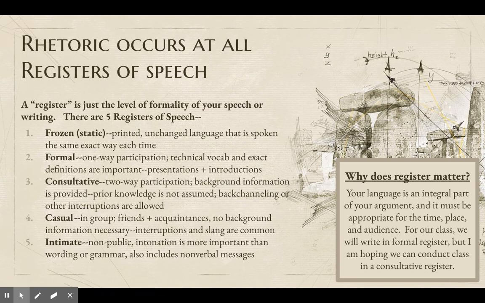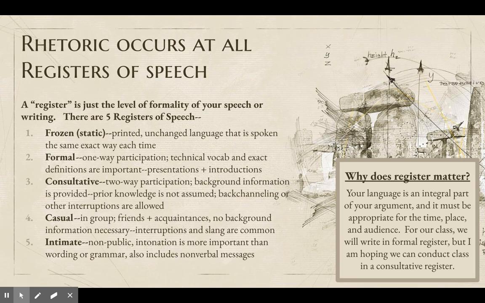The last register is called intimate, which is often misunderstood as well, because it doesn't just mean love between husbands and wives, or boyfriends and girlfriends. It's not about that. It just means it's non-public, meaning this is the way you communicate between people who you are very close to. And here, intonation of your voice, the way you say things, is more important than the wording or the grammar. Okay.